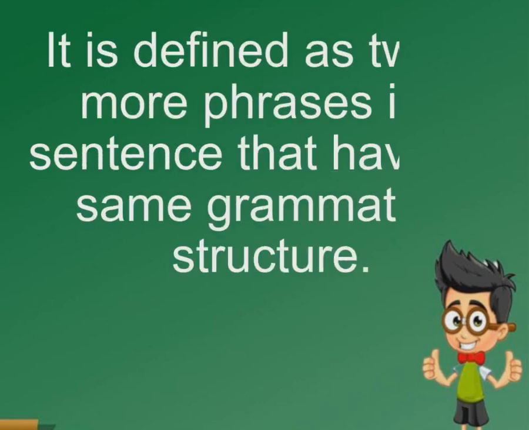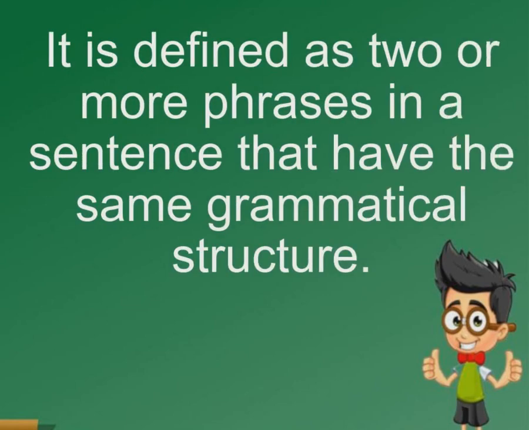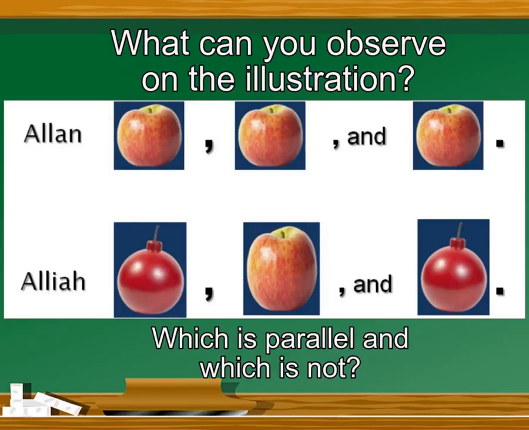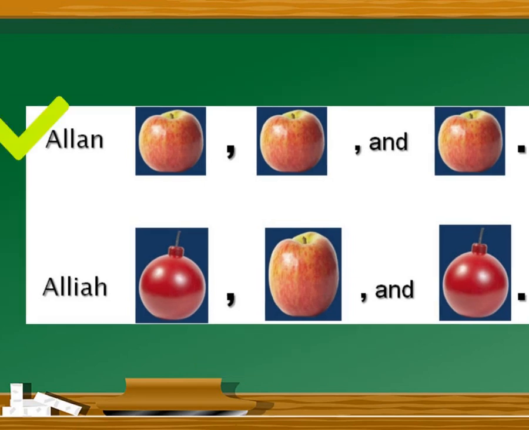It is defined as two or more phrases or clauses in a sentence that have the same grammatical structures, just like in parallel. In the next illustration, now what can you say? What can you observe in it? Alan: apple, apple, and apple. Ali, on the other hand: a bomb, an apple, and a bomb. Now, which do you think is parallelism and which is not? Exactly. Alan: apple, apple, and apple is an example of parallelism.